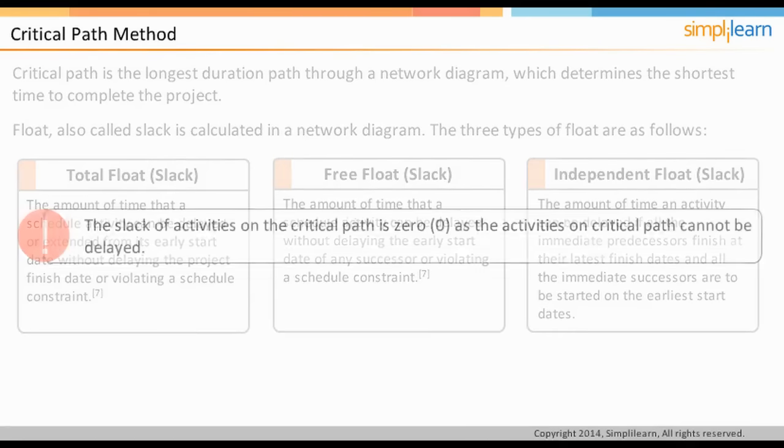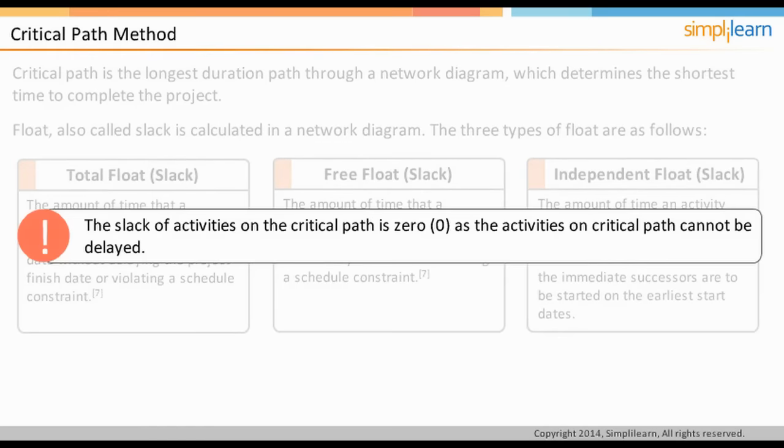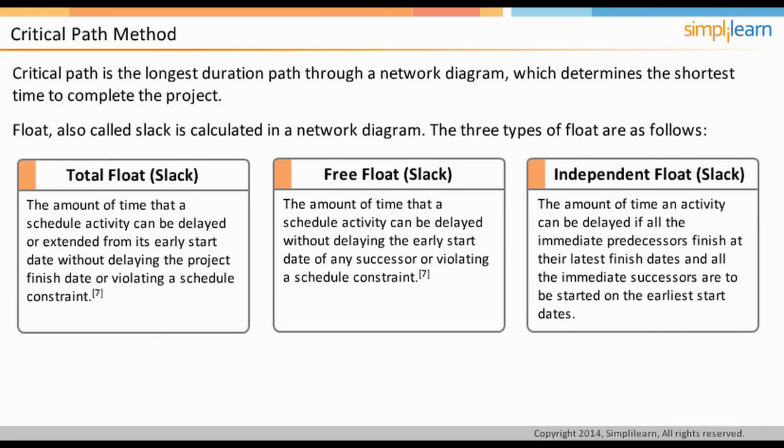The slack of the activities on the critical path is 0, because there is no scope to delay activities on the critical path. Critical path actually represents the project duration. Delaying activities on the critical path is as good as delaying the project duration. Concept-based questions on critical path can be expected in the exam, so it is essential to have a clear understanding of the concept. In the next screen, let us learn how to calculate float.